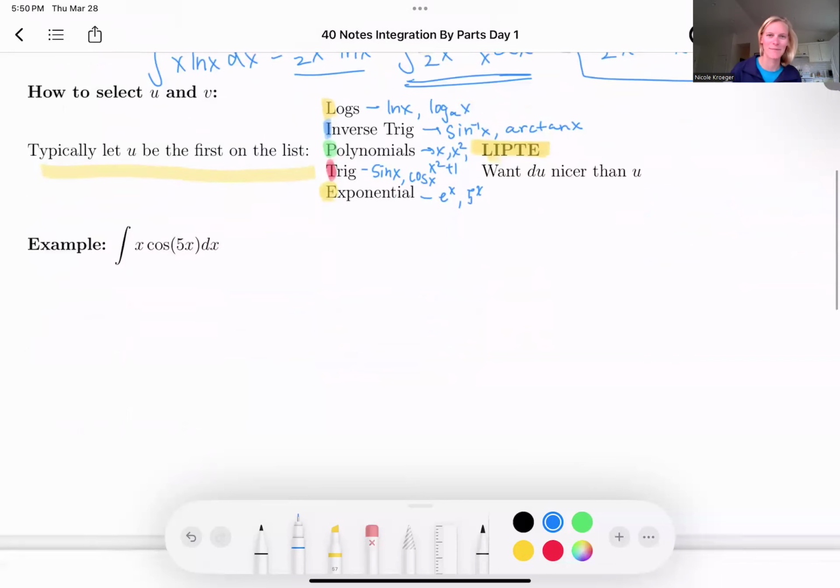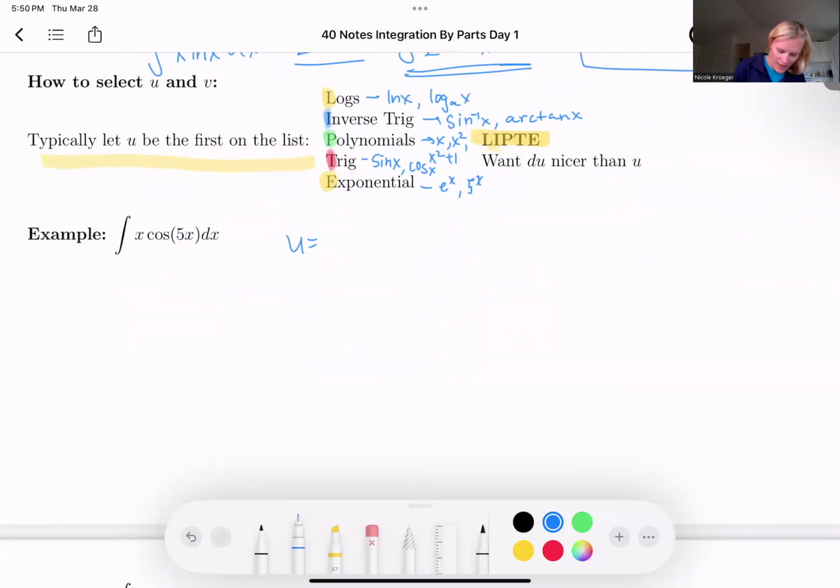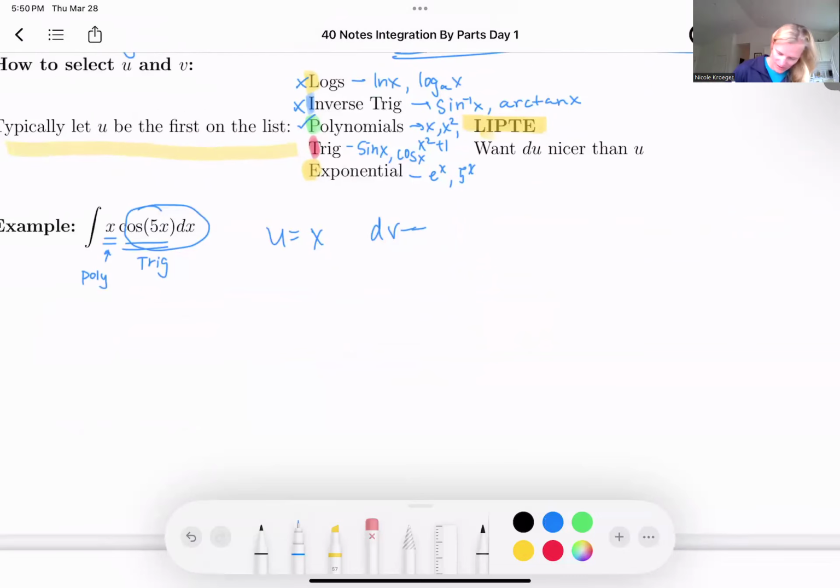Okay, so let's look at this example here. So if we use LIPT to pick my u, I have x in here. x is a polynomial, and cosine, which is a trig function. So if I look down my list, I don't have a log, I don't have an inverse trig, I just have a normal trig, but I do have a polynomial. So the polynomial is the first thing I found on this list. So u is going to be that polynomial. I'm going to pick x to be my u. Everything else is going to be my dv. So dv is going to be everything else left here. So the cosine of 5x dx.